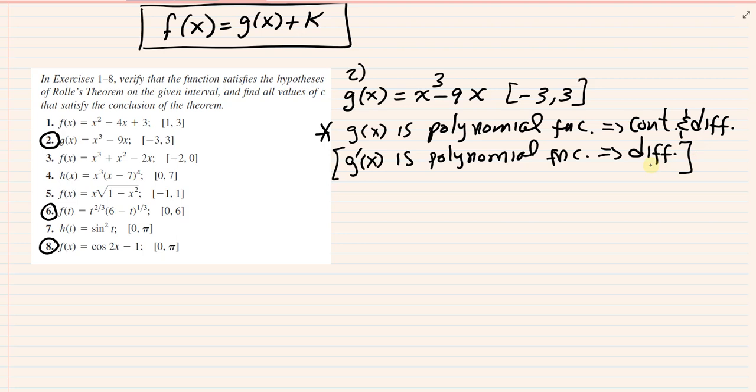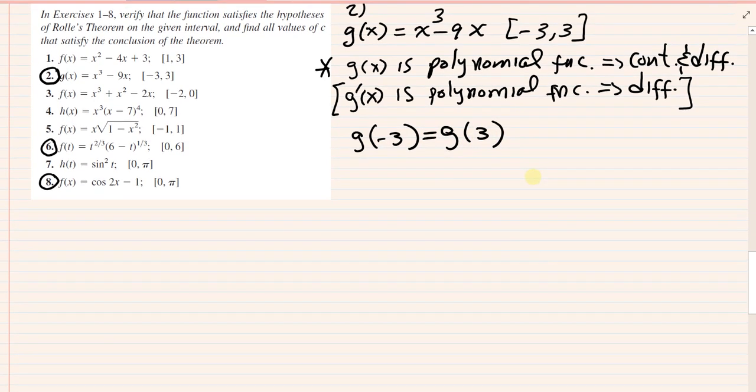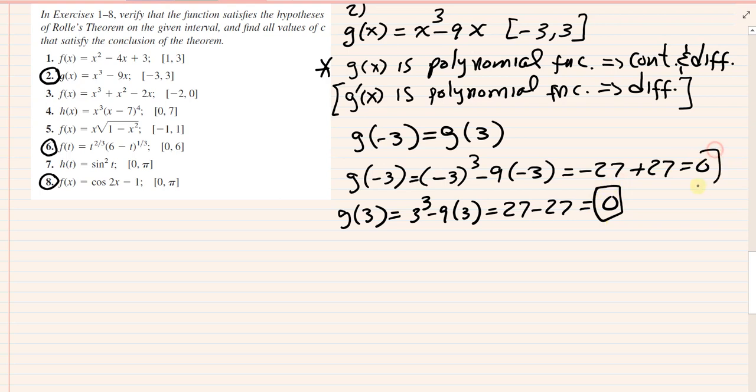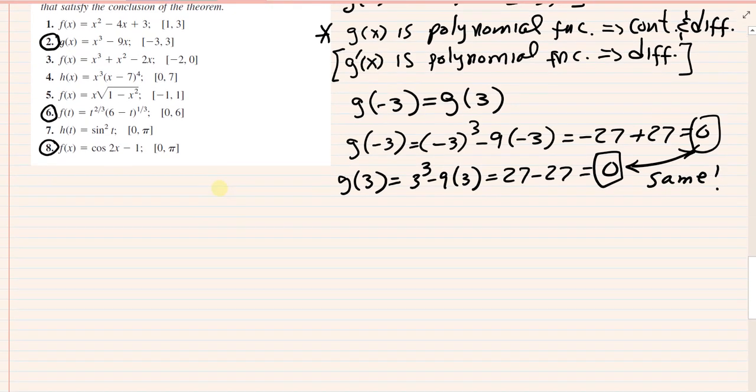So for number 2, we need to verify also another thing. G at -3 should be equal to g at 3. If it's not, then the theorem won't hold. So g at -3 is -3 cubed, minus 9 times -3. -3 cubed is -27, plus 27 is 0. G at 3 is 3 cubed, minus 9 times 3. That's 27 minus 27, it too being 0. These two numbers must be the same, and they are. So that means we can proceed now.